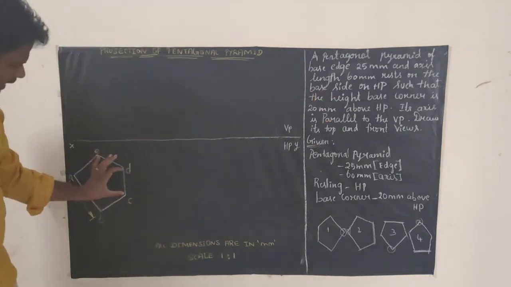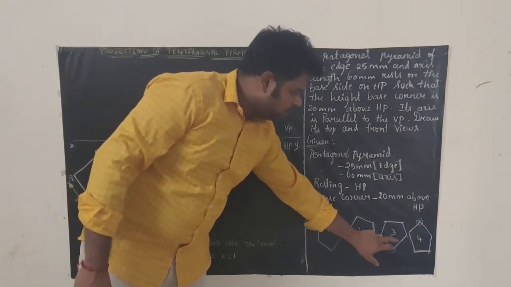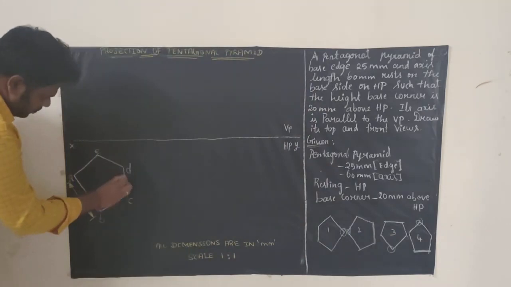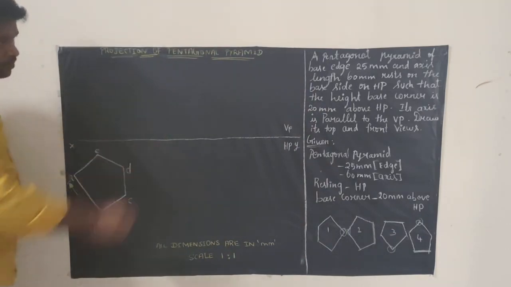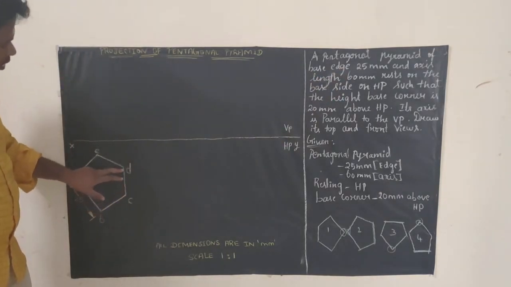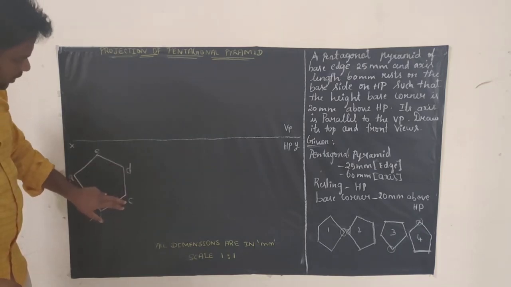So this is the base side. We need to go with the second diagram. Don't go with 3, 4 or 1. Go with the second diagram. So this is my base edge. Start your diagram here. The length will be 25 mm. The base edge is 25 mm. Draw 25 mm CD. Then the exterior angle will be 72 degrees.